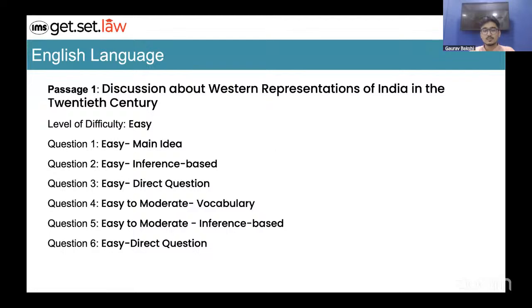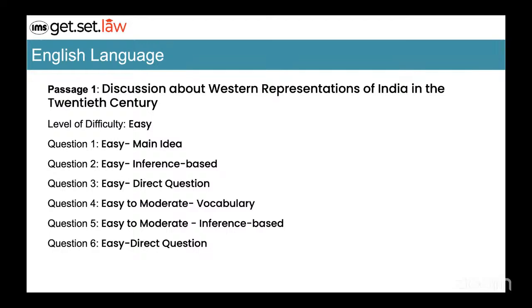All right, we'll focus on the first passage. If I have to talk about the level of difficulty of this passage, I would say it was easy. Not only because the language of the passage was quite easy to understand, no fancy words were thrown, everything was super easy to understand, but also the level of questions given was easy. We had a main idea question, which I have labeled as easy, and then we had some inference-based and some direct questions, which also were on the easier side.